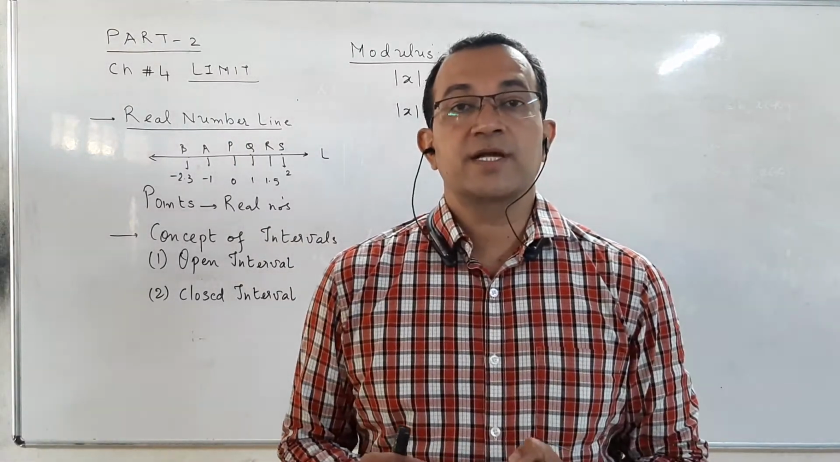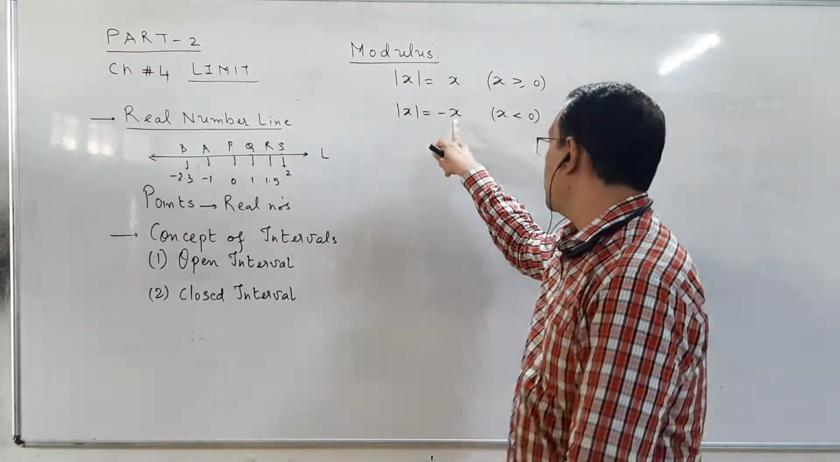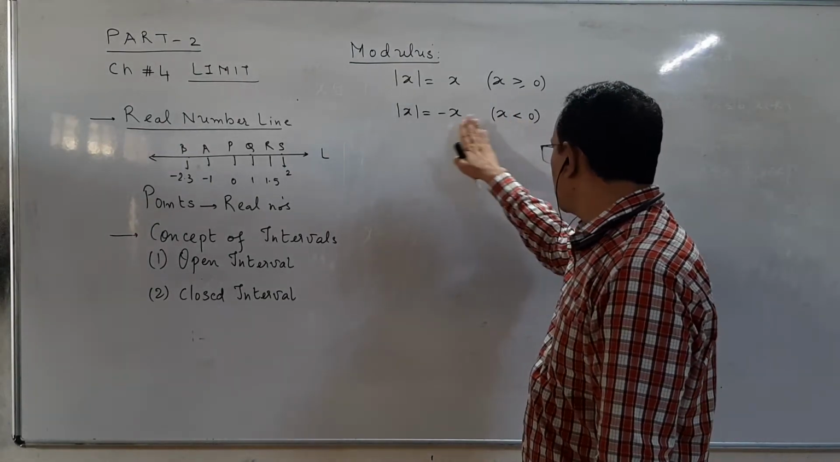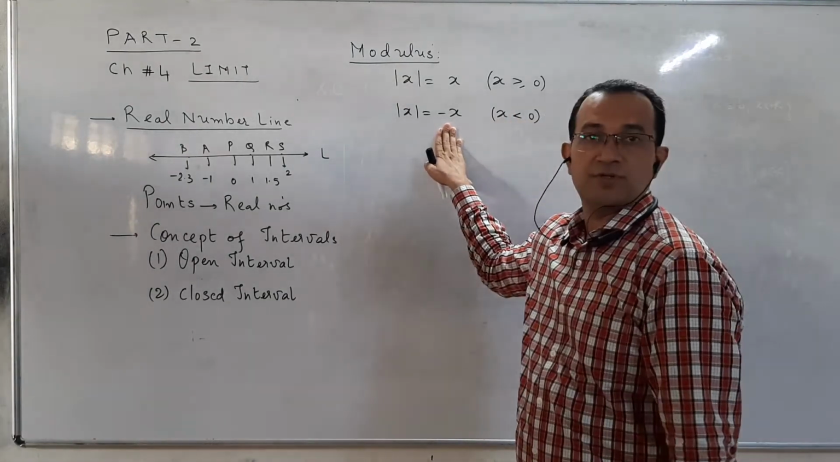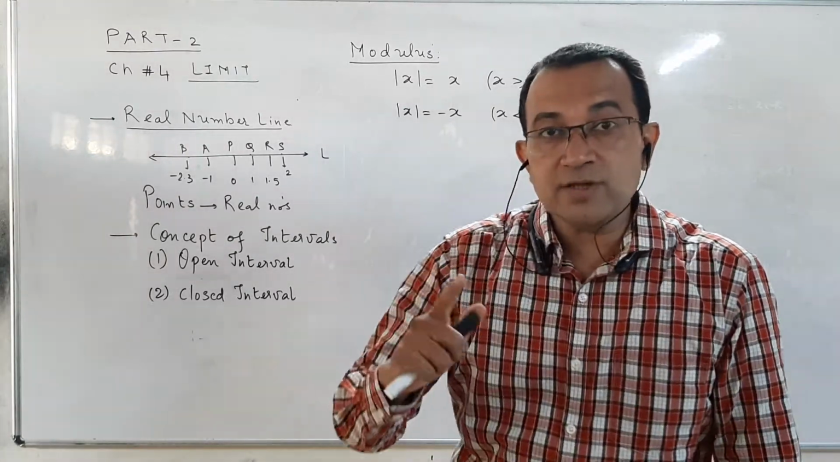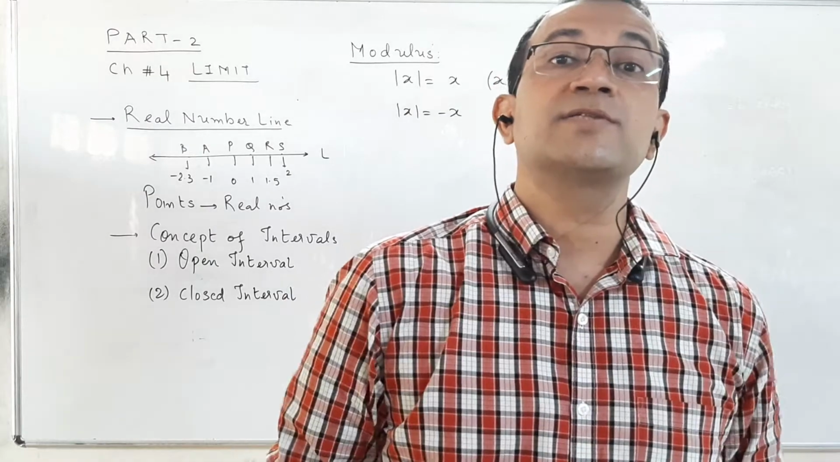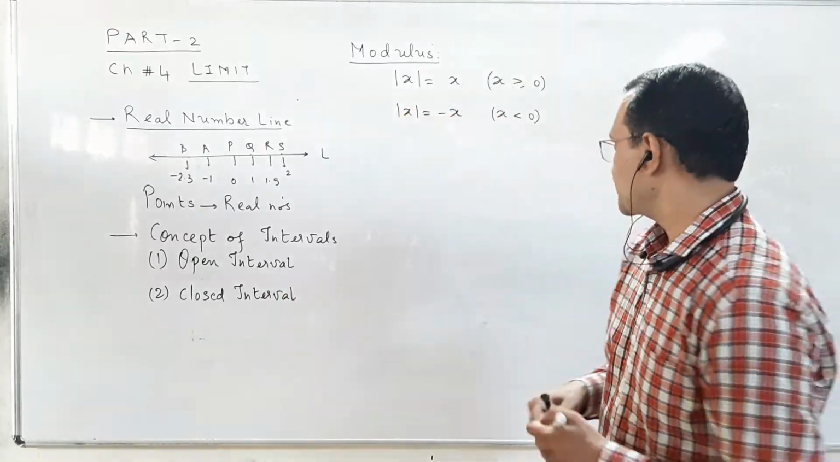99% of you are misguided. How can modulus be minus? But students, if x is less than 0, minus x will be positive. Why does the modulus of a negative number become positive? Because one more minus sign is multiplied.